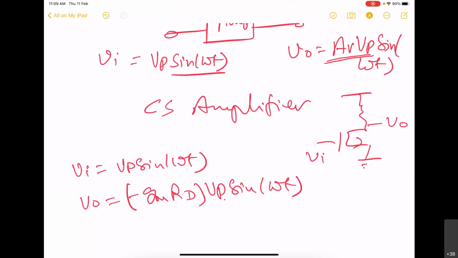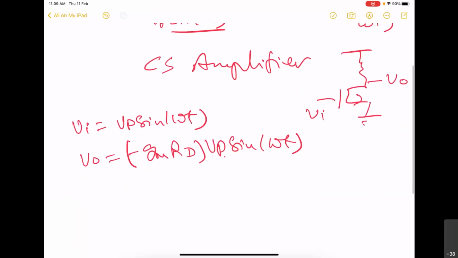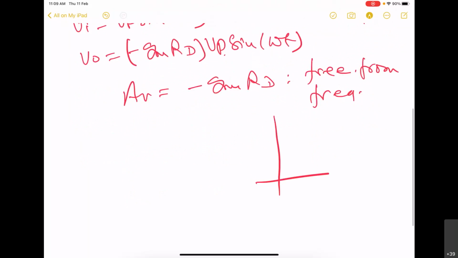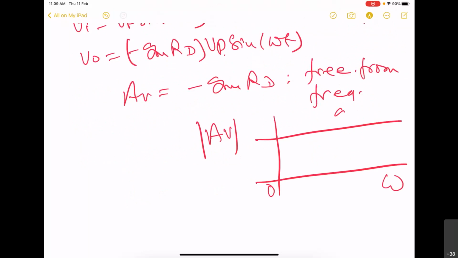Right. So here we see that we have voltage gain AV, which is minus Gm Rd. In this case, this voltage gain is free from frequency, that is, it is independent of frequency. And if you plot this voltage gain with frequency, let us say the magnitude, then this is going to be a constant of value Gm Rd.